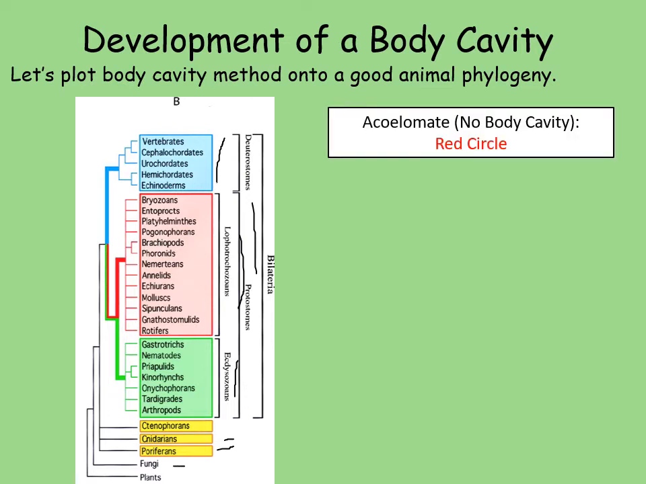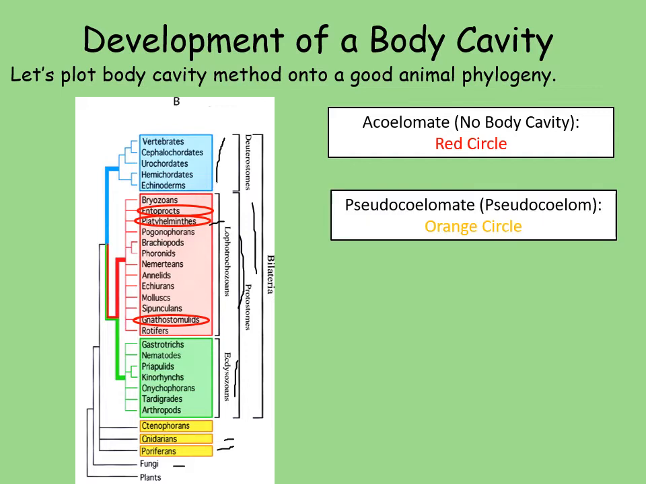So let's circle the groups that do not have a body cavity, that are acoelomate. Okay, so flatworms as well as some other groups I didn't talk to you that much about in lecture. Those are circled here as not having a body cavity. Now let's circle the groups that have a pseudocoelom. Okay, so I circled them. We have the rotifers as well as gastrotrichs, roundworms, and then some other groups. So those are the orange circles here, would be pseudocoelomate.